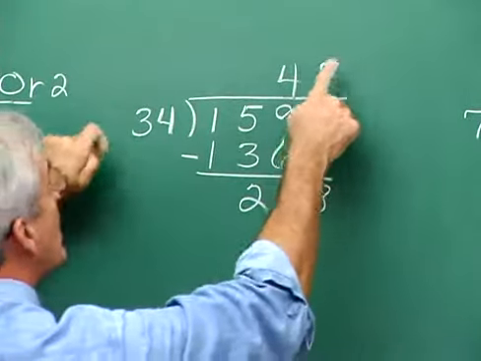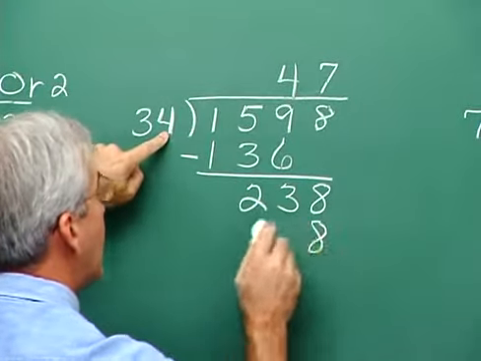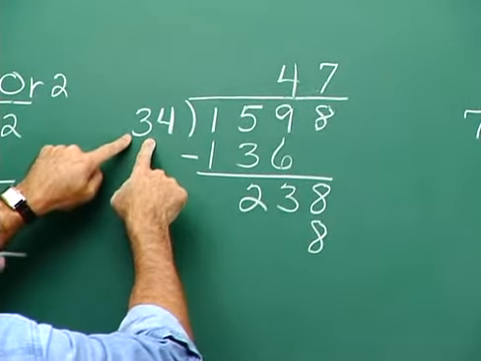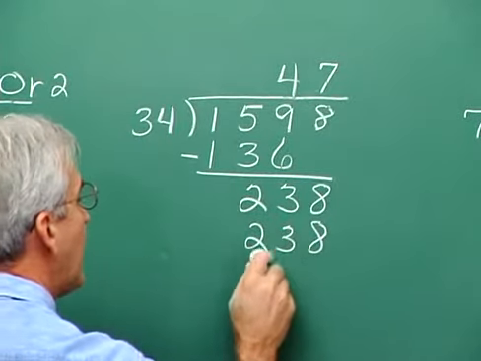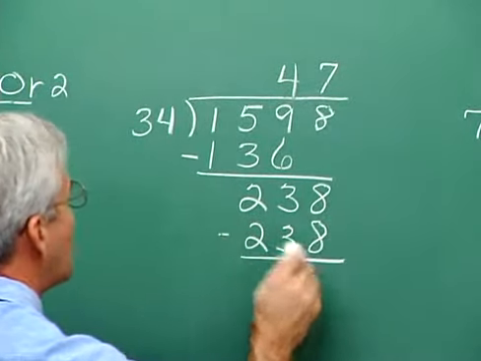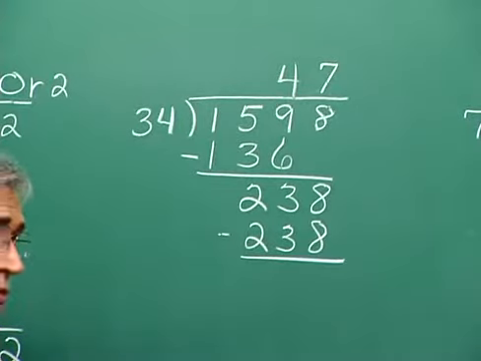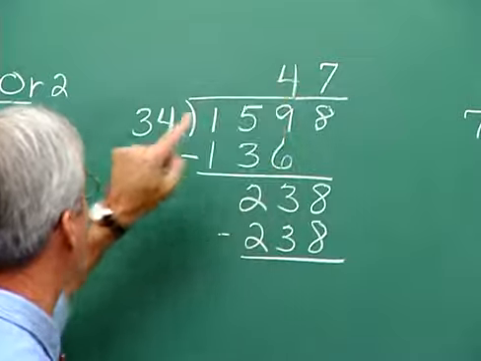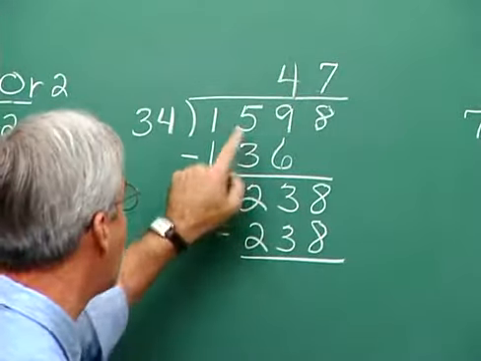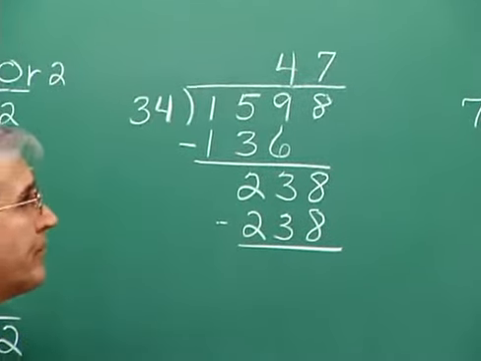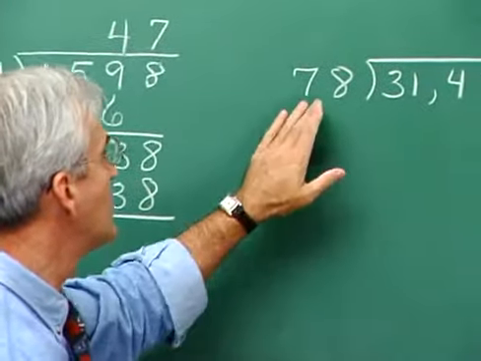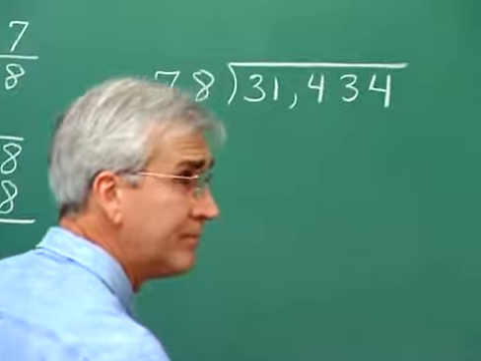All right, let's see if it is. 7 times 4 is 28. I'm carrying 2. 7 times 3 is 21, and 2 is 23. And oh, happy day, the two numbers are the same. When we subtract, we get 0, so the division goes evenly, is what we say. We can check it by multiplying 47 times 34, and we should get 1,598 is the result, and we would in this case.